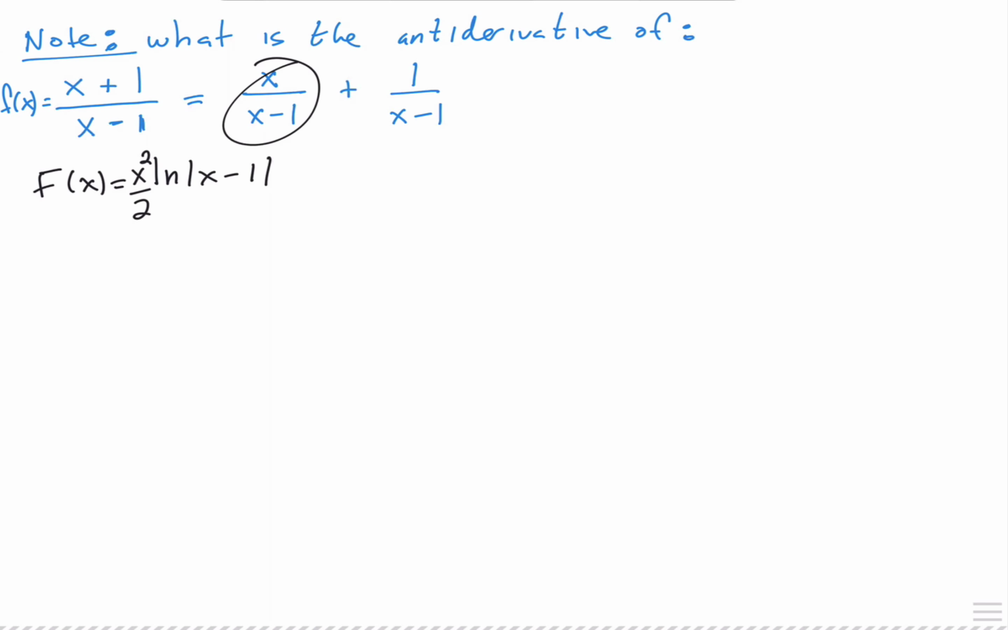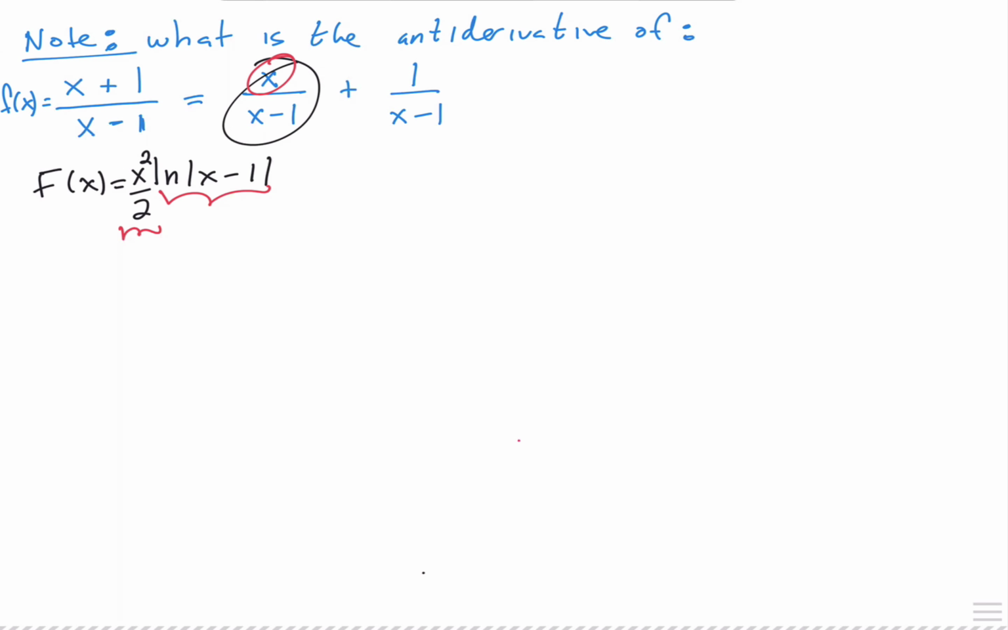So notice the derivative of the individual functions is there, right? The derivative of x squared over 2 is x, and the derivative of ln of x minus 1 is 1 over x minus 1, right? That's true. But if I get the derivative of this function, what rule would I have to use? Product rule. Would I end up with x over x minus 1? No. Definitely not, right?